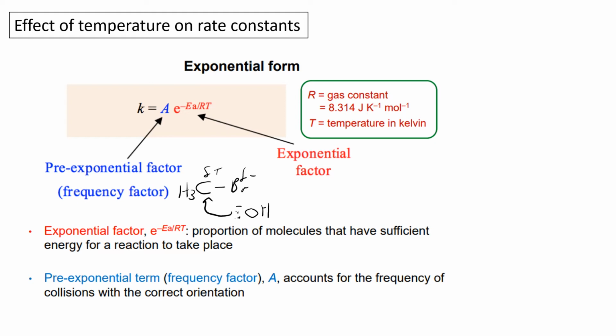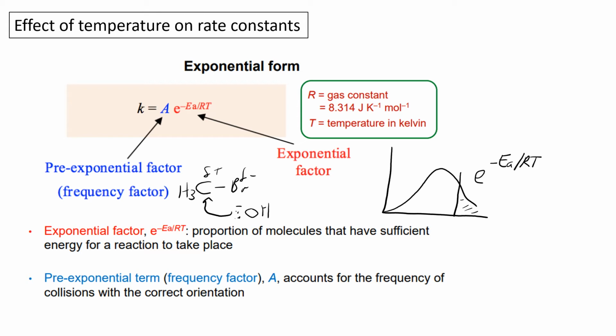This part here, the exponential factor, accounts for how many particles have sufficient energy above the activation energy. So going back to our Boltzmann distribution, quick one here. This area here proportionally equals e to the power of minus Ea over RT.